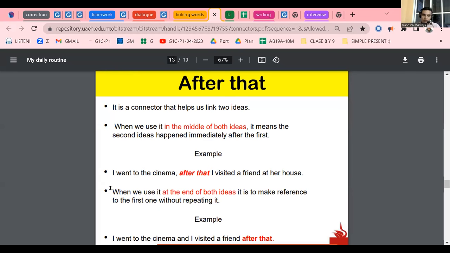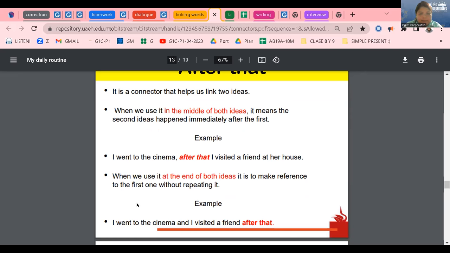When we use it at the end of both ideas, y también lo podemos ubicar al final de ambas ideas. It is to make a reference to the first one without repeating it. Esta hace referencia a la primera sin repetirla. Okay. I went to the cinema and I visited a friend after that. Entonces, acá lo estamos utilizando para hacer referencia a la primera idea sin repetirla. Fui al cine y visité a una amiga después de eso.